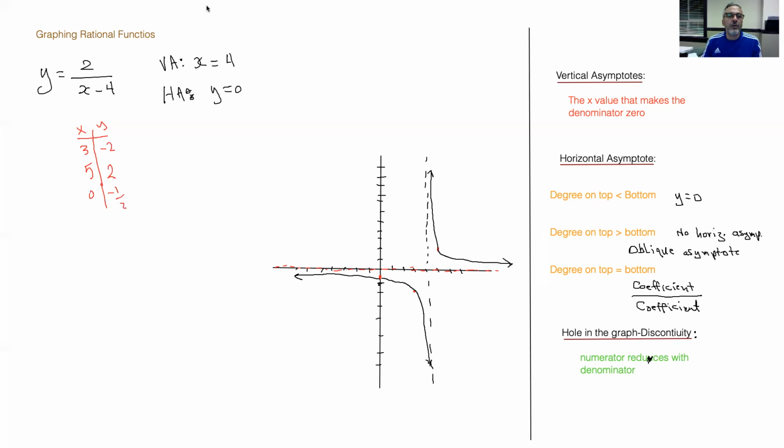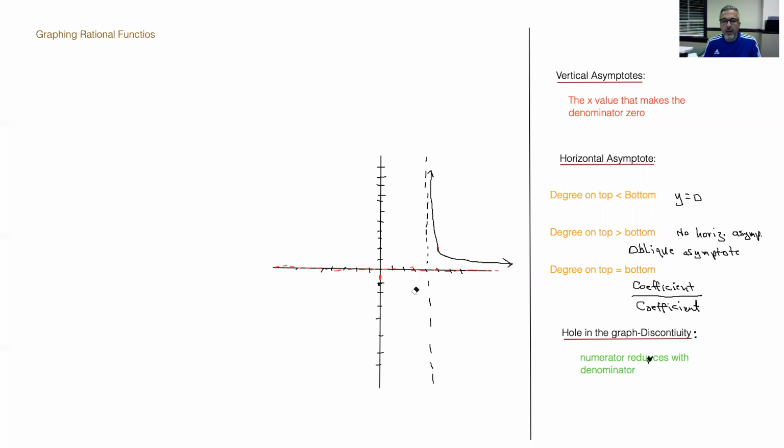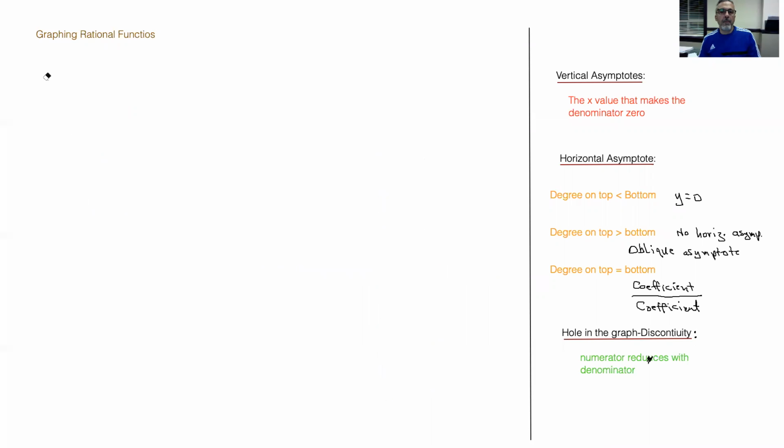I'm just going to erase this one and then go to the next example. So the next one I'm going to do is y equals x squared plus 4 over x squared minus 4.